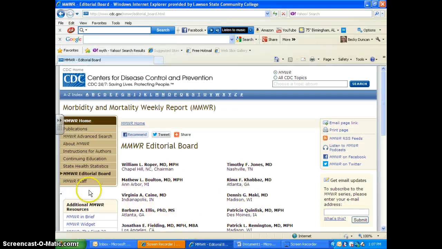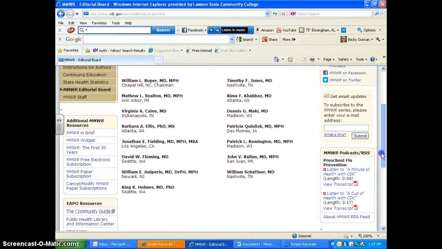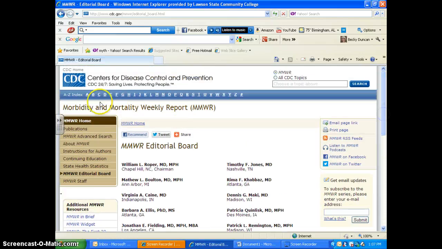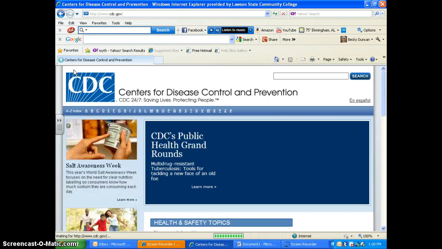They have all these professionals who sit on the editorial board, which check all the information to make sure that if it's put out, it's correct. But we really still haven't gotten the website. The website is actually the Centers for Disease Control and Prevention, CDC. So let's go to the home site here.